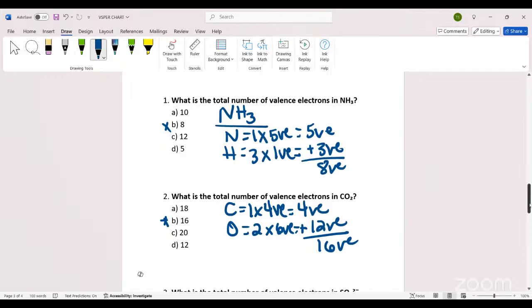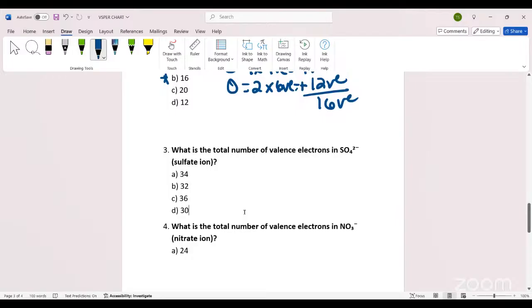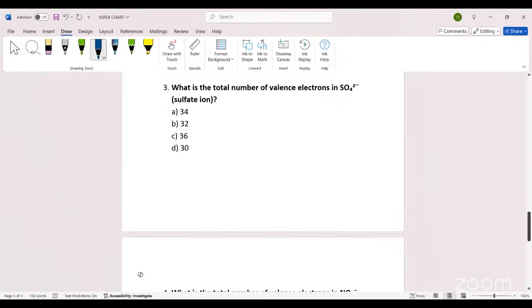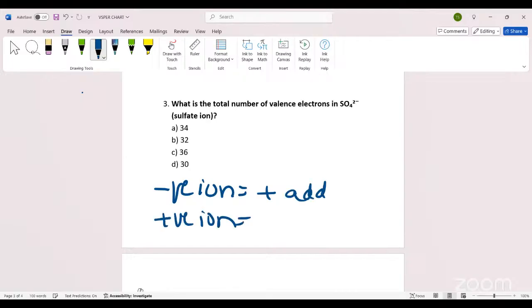Okay. Let's take a look then at number 3. Suppose you have a polyatomic ion. What are you supposed to do if you have a polyatomic ion? Remember what I told you: if you have a negative charge, a negative ion, you're going to add. But if you have a positive ion, you're going to subtract. Okay, keep that in mind.